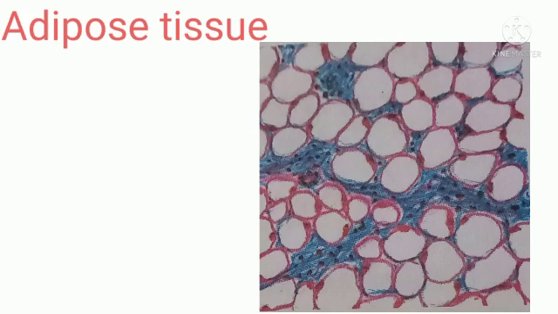I repeat once again, adipose tissue is a fat storing tissue. It is located below the skin and between internal organs. It is filled with fat globules. It acts as an insulator.